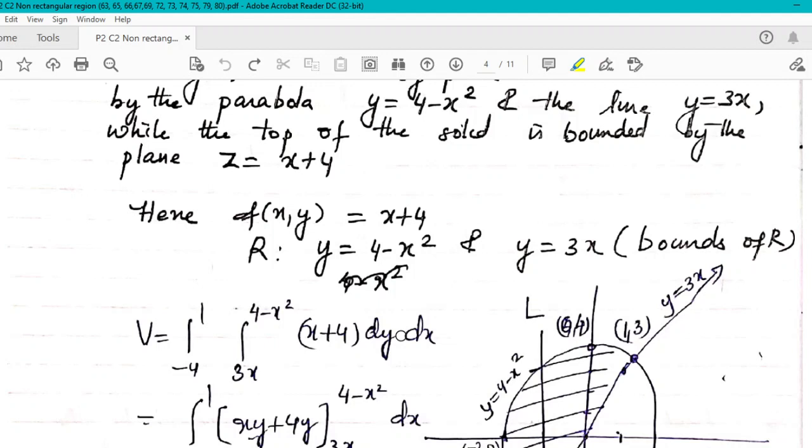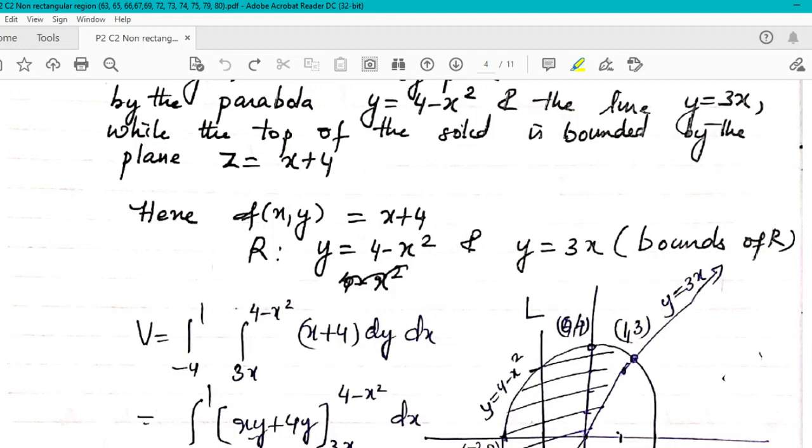So here I am going to find V, the volume. The formula is V equals the double integral of f of xy dy dx. First we have to identify f of xy and our region R. If we know f of xy and region R, then we can find the volume of the solid bounded by f of xy and R.